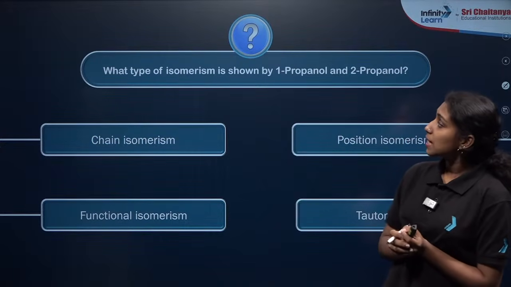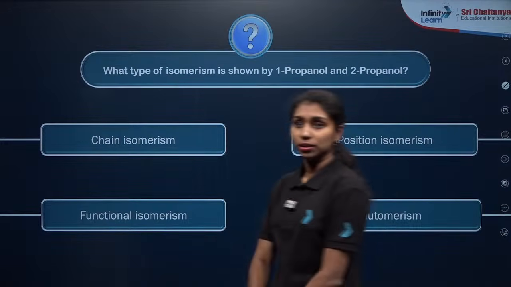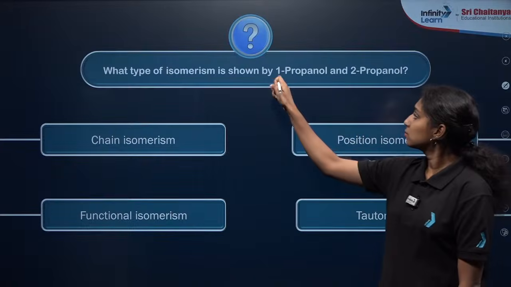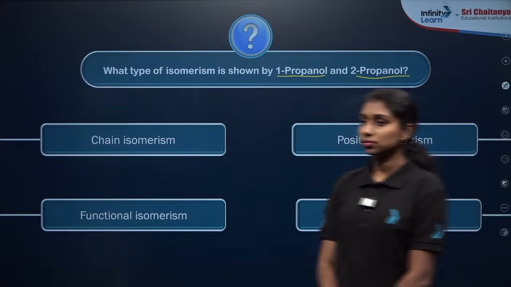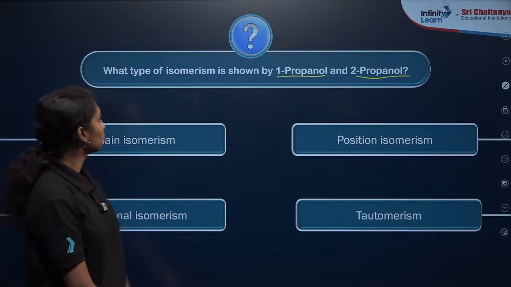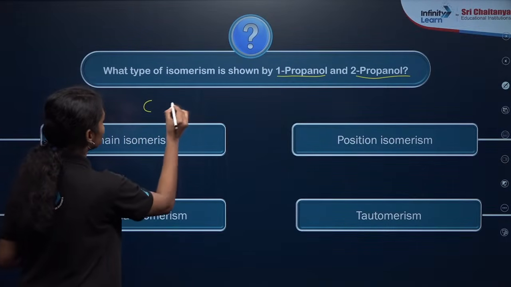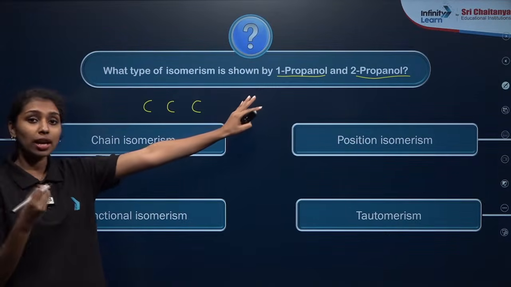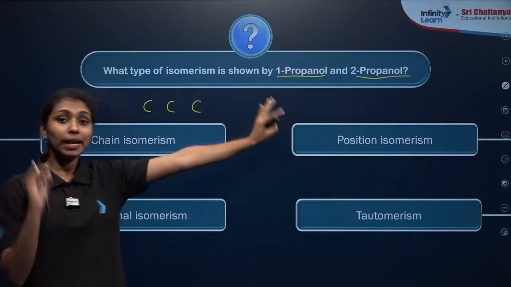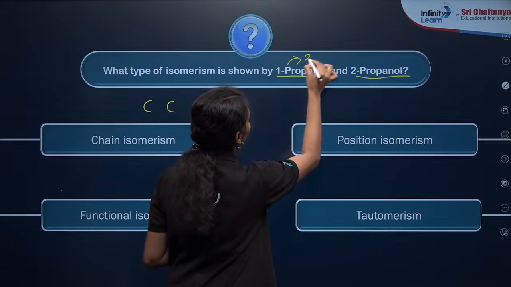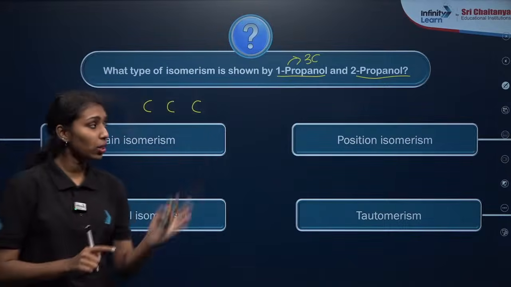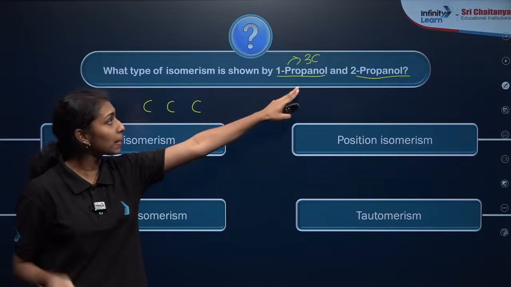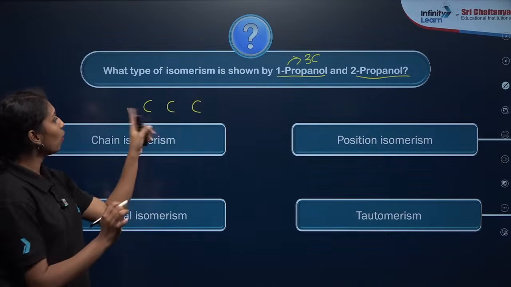What type of isomerism is shown by 1 propanol and 2 propanol? I will just give an idea about this. If the word root is prop, it means that it contains 3 carbons. Based on that, there is a table we need to memorize for predicting the word root from the number of carbons in a compound. So here prop means 3 carbons. So we can write the structure here with carbons 1, 2, 3.